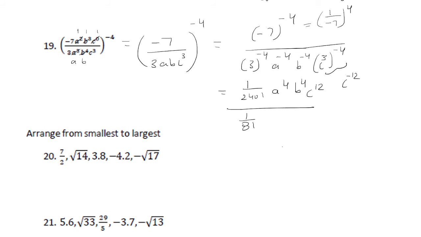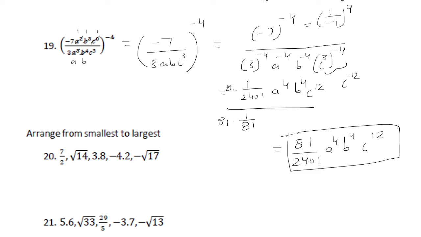So finally, I'm going to multiply top and bottom by 81. So this will be 81 over 2,401 times a to the 4th, b to the 4th, c to the 12th. That's our answer.